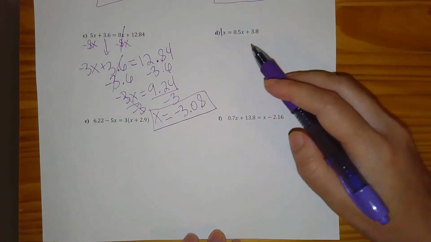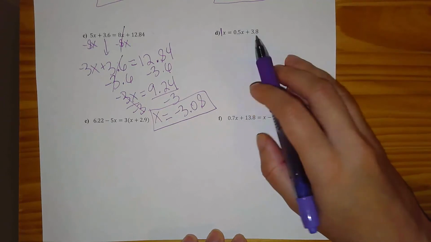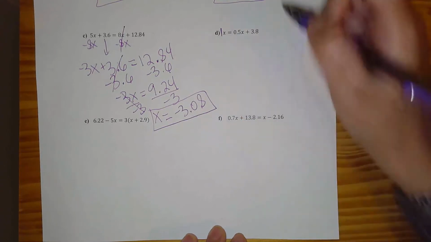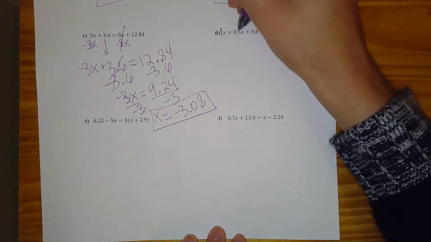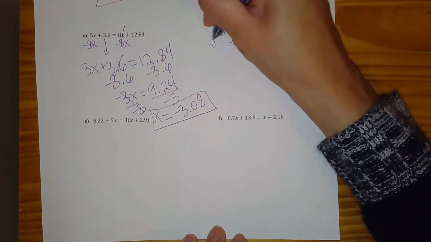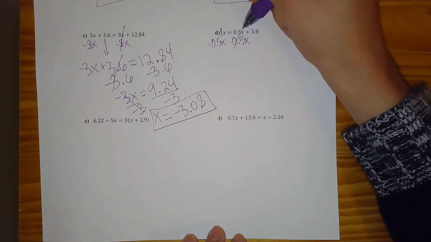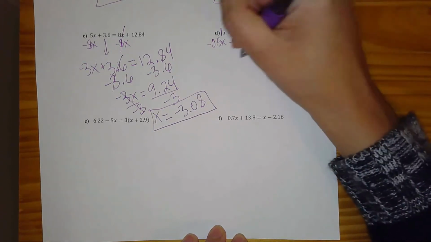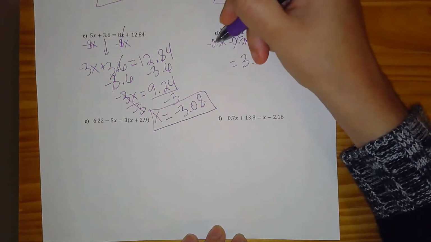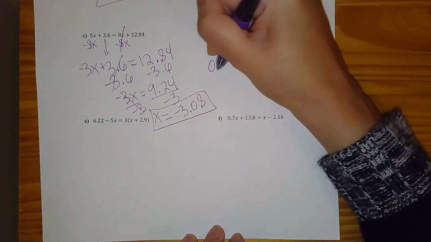Then from here, I would probably try to get my x's together again. Since there's so much else going on the right side, I would probably move the x to the left. So it is added, so the opposite of adding is subtracting. I'm going to subtract 0.5x from both sides. 0.5x minus 0.5x is 0. 0 plus 3.8 is 3.8. 1x minus 0.5x, so I would do 1 minus 0.5, which is 0.5x.